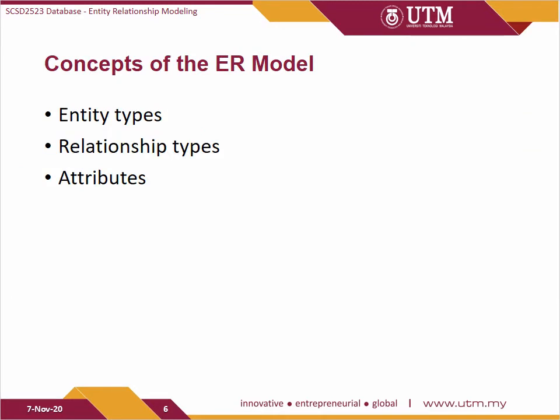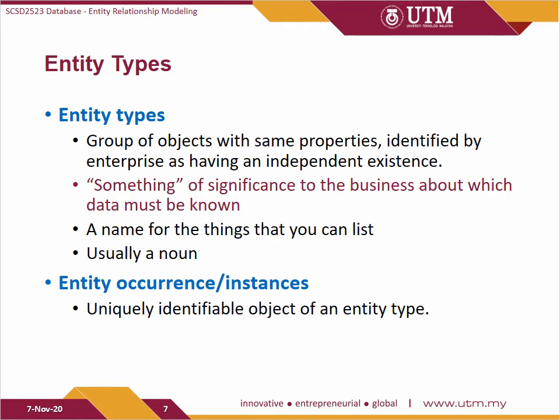Okay, next is the concepts of the ER model. For your information, the things that you need to know in order to construct the ER model are entity, relationship, and attributes. The basic concept of the ER model is the entity type, which represents a group of things or objects in our environment that we want to keep track of. For example, in a university environment, we want to keep track of students.